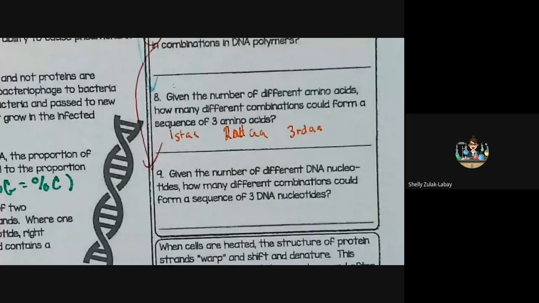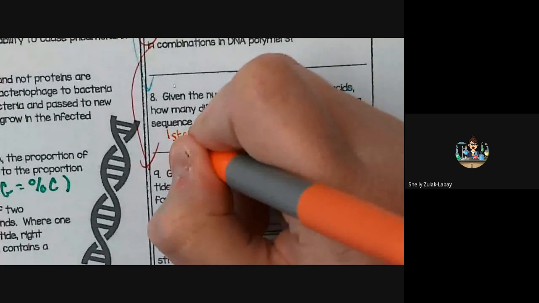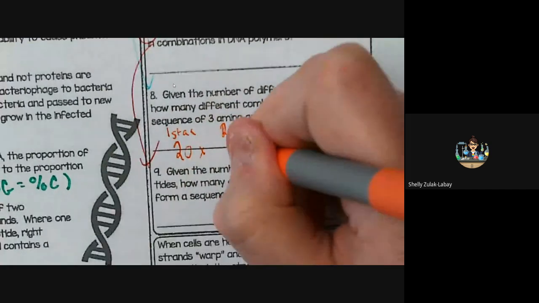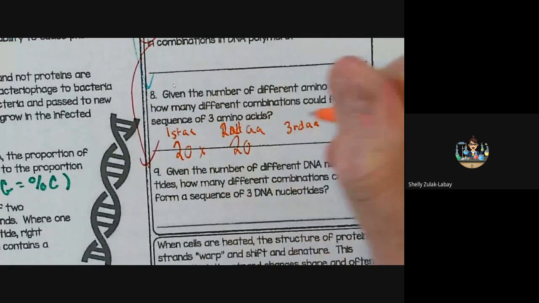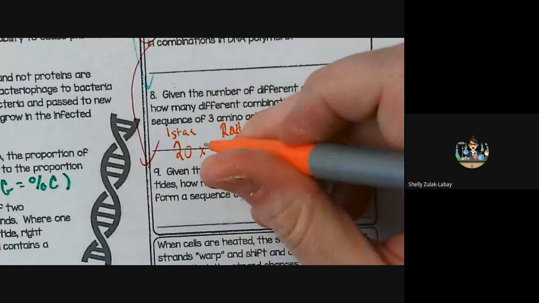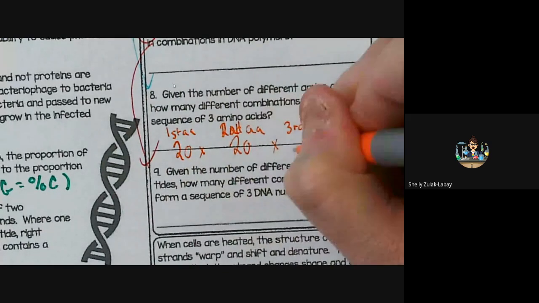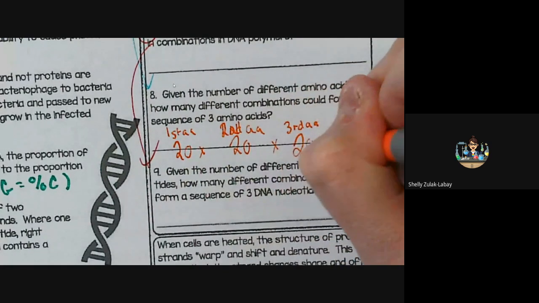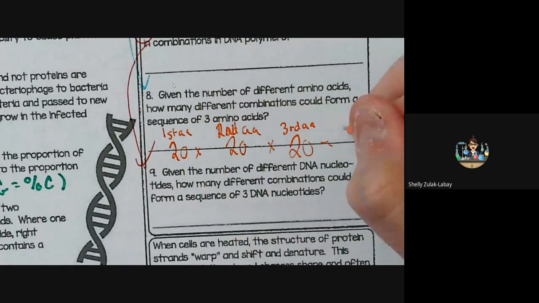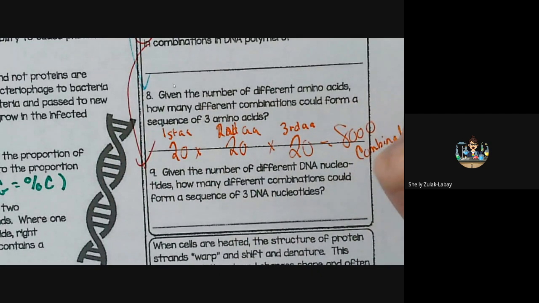So for the first amino acid in my sequence, it can be any of the 20 options. Assuming that the same amino acid can be side by side, there's also 20 options for amino acid number 2. And we make the same assumption, the third amino acid can be the same that appeared either in position 1 or 2, so that's also 20 different options. Our answer would be 20 cubed, or 20 times 20 times 20, which would give us 8,000 different combinations of 3 amino acids side by side.